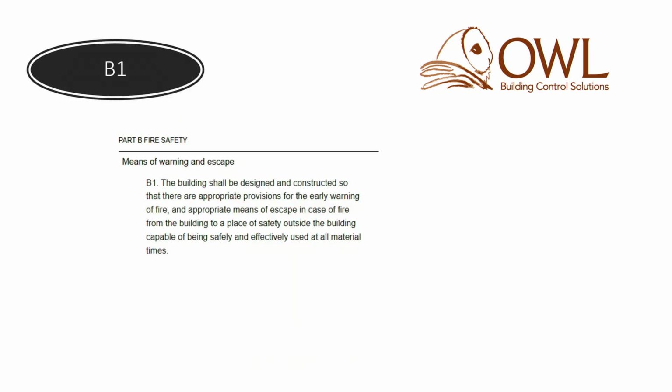So, Schedule 1, B1. The building should be designed and constructed so that there are appropriate provisions for the early warning of fire and appropriate means of escape in case of fire from the building to a place of safety outside the building, capable of being safely and effectively used at all material times. That is the legal requirement. In layman's terms, you can get out of the building safely in the event of a fire.